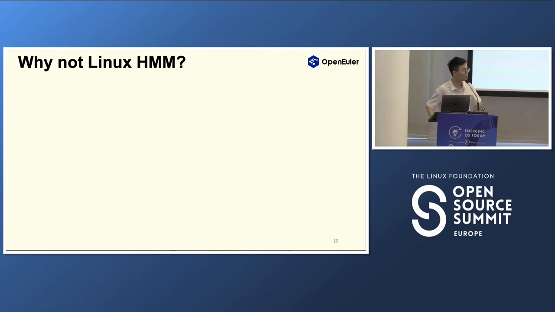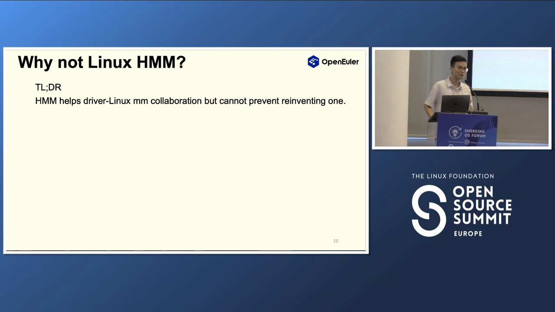And we would have this question about comparing against the current situation. There's already a solution named Linux HMM, which is short for Heterogeneous Memory Management. And the question is, why not just use it? In one sentence, the problem is that HMM does help collaboration between device drivers and Linux MM. But HMM cannot prevent reinventing your memory mechanisms.